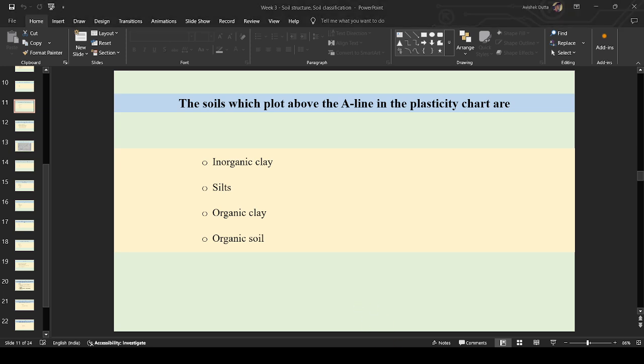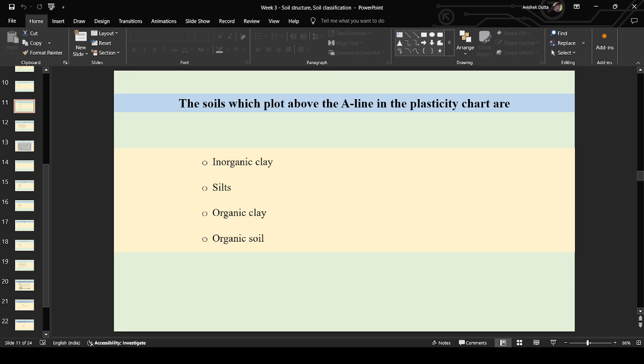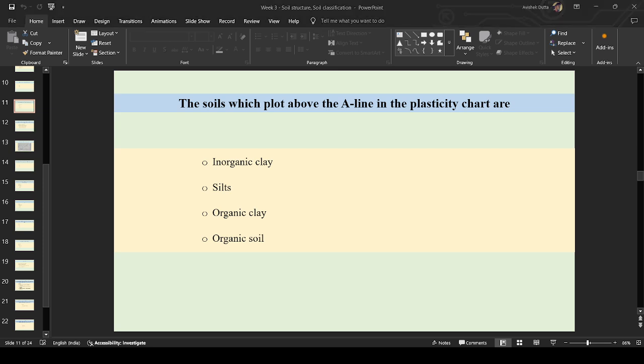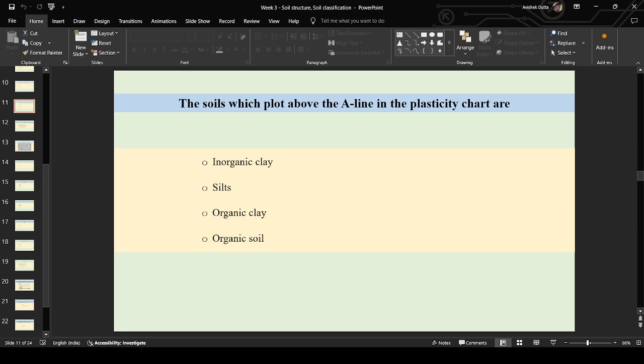Okay. So this is the question. I believe you are familiar with the terms plasticity chart and A line. So the question is, the soils which plot above the A line in the plasticity chart are. Your options are inorganic clay, silts, organic clay, or organic soil.